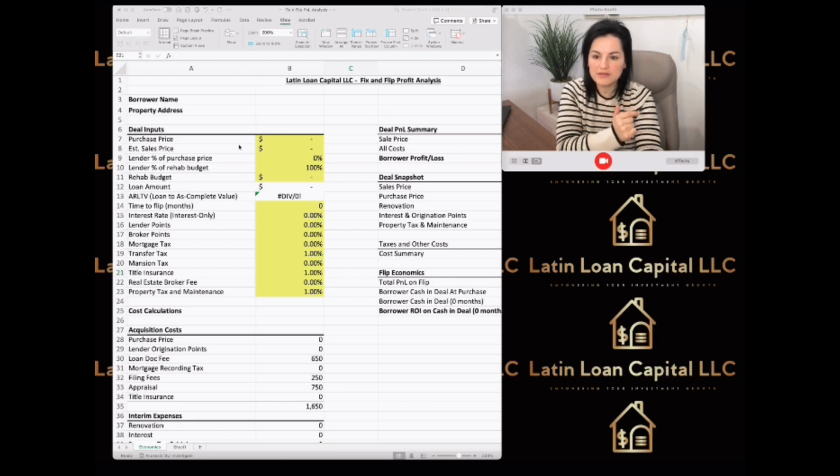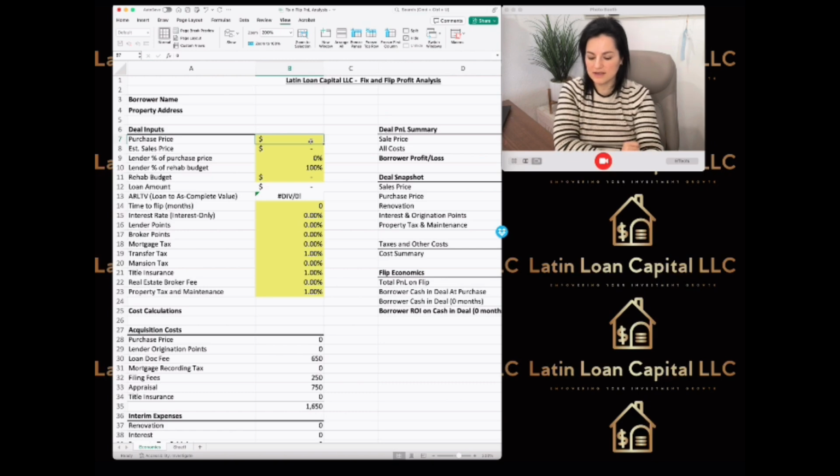Now, for the ARV, please make sure you take comparables in your neighborhood within half a mile that are very similar to your property: same square footage or close, number of bedrooms, number of bathrooms, if it has a garage, how many parking spaces it has, if it has a deck. All this can add to the value or take from the value. Okay, so let's start. We're gonna work with estimated numbers only.